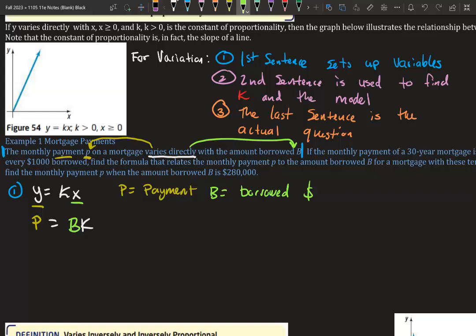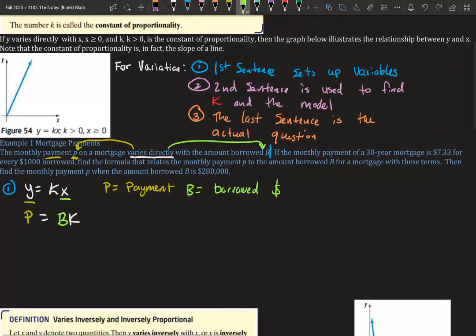The second sentence is how we find K and the model. If the monthly payment on a 30-year mortgage is $7.33 for every $1,000 borrowed, find the formula that relates monthly payment to the amount borrowed. So it told us that our payment is 7.33. Remember, payment is money. So P equals 7.33, and the amount borrowed is $1,000.